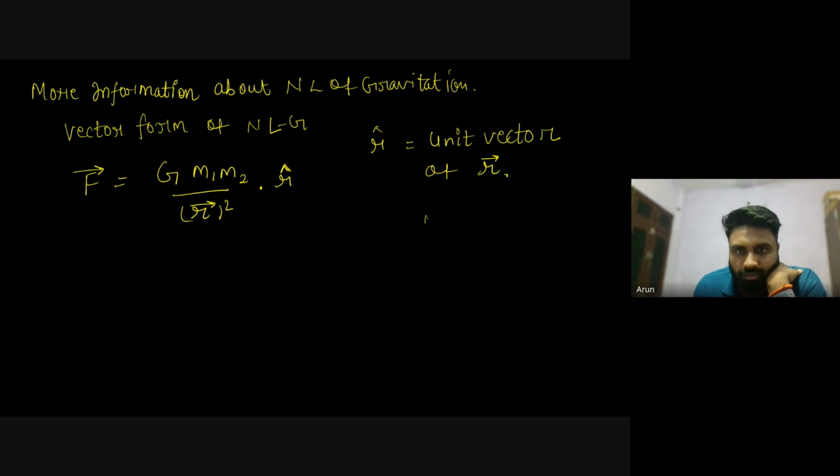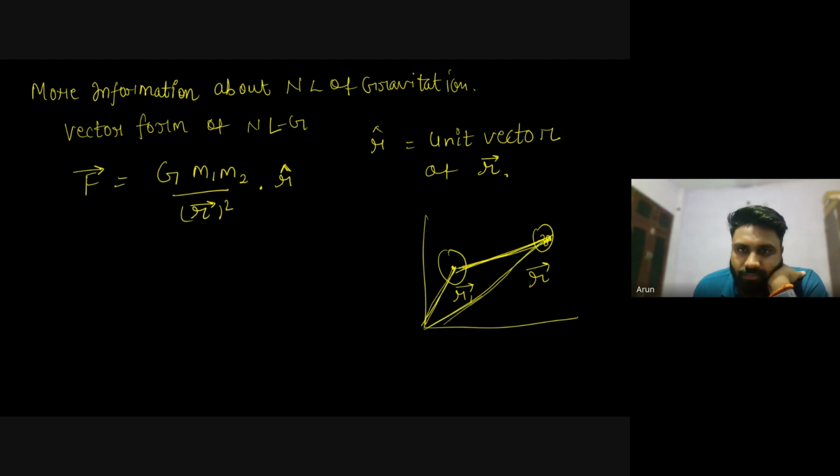Let's say these are the particles we have. This is particle number 1, this is particle number 2. This is the line joining the centers. In this coordinate system, this particle has a position vector R1, and this particle, with respect to this origin, has position vector R2. So the resultant vector will be R2 vector minus R1 vector. The force of attraction is acting along this vector. And this R2 minus R1 vector you can assume as vector R.